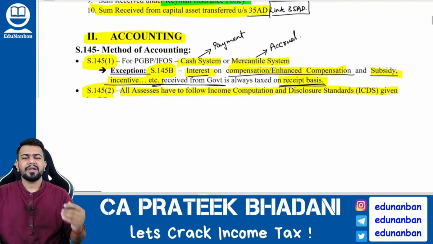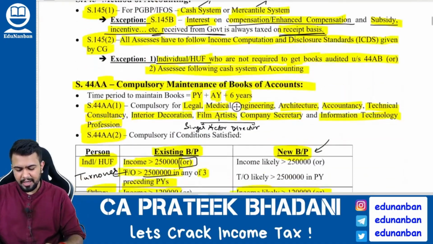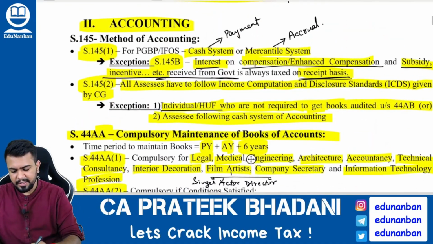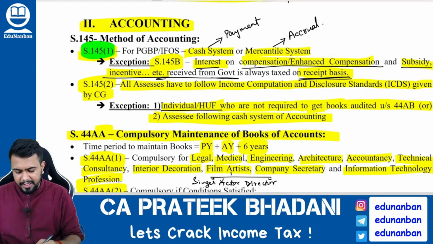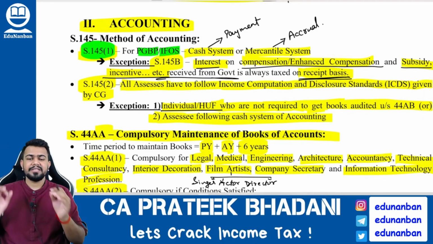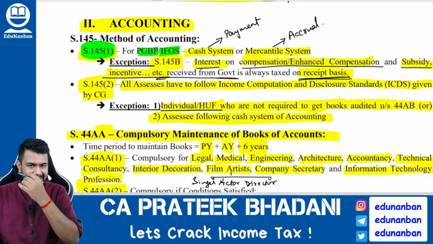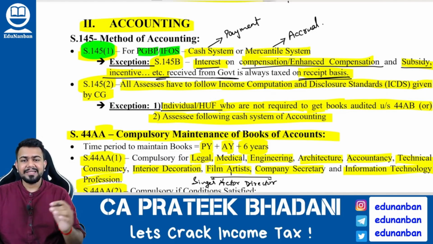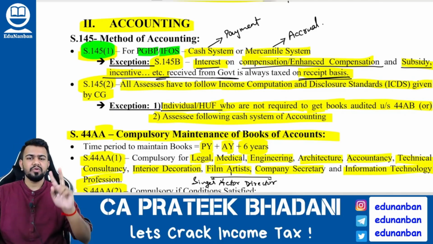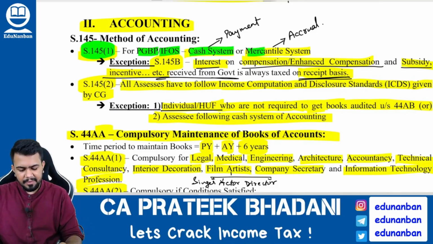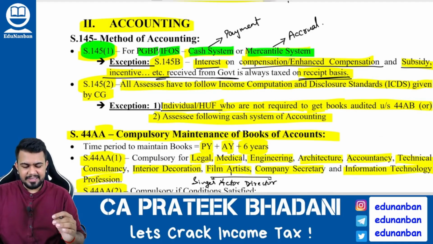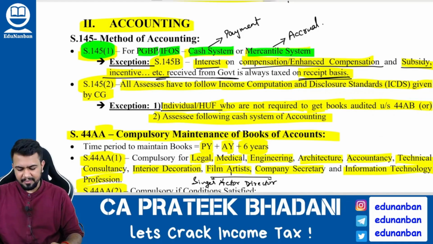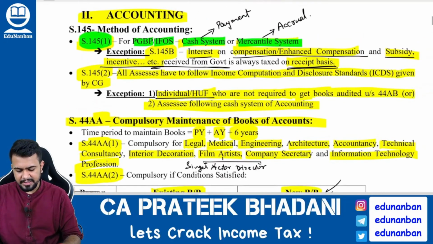Now before going to the computation section, let us discuss the accounting aspect. So section 145 subsection 1 speaks about accounting, and it says that for PGBP and IFOS, that is profits and gains of business or profession and income from other sources, the assessee definitely needs to follow either of two methods of accounting. So what are the two methods of accounting? Cash system and mercantile system. Cash system means payment basis of accounting. Mercantile system means accrual basis of accounting. Payment basis and accrual basis.